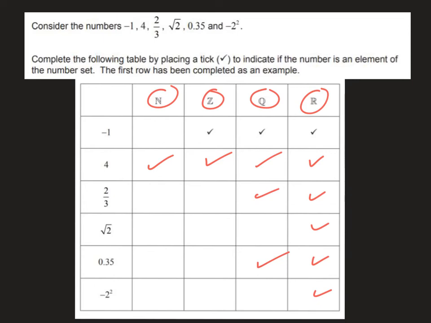And then -2 squared, because it's got a negative sign, this is -(2 squared), which is -4, so it's clearly not a positive integer, but it is an integer, can be expressed as a fraction, so it's a rational number, and is also a real number.